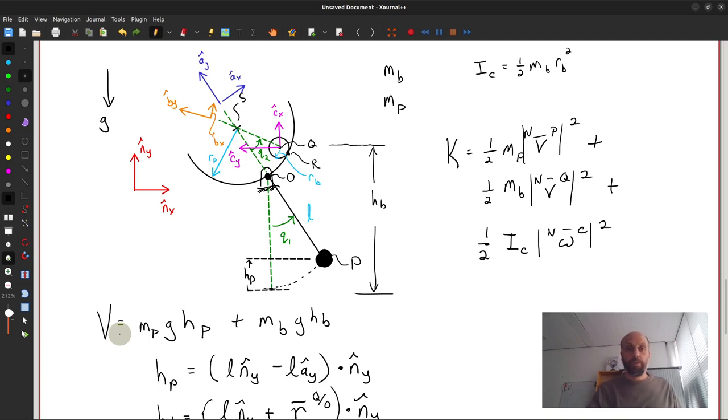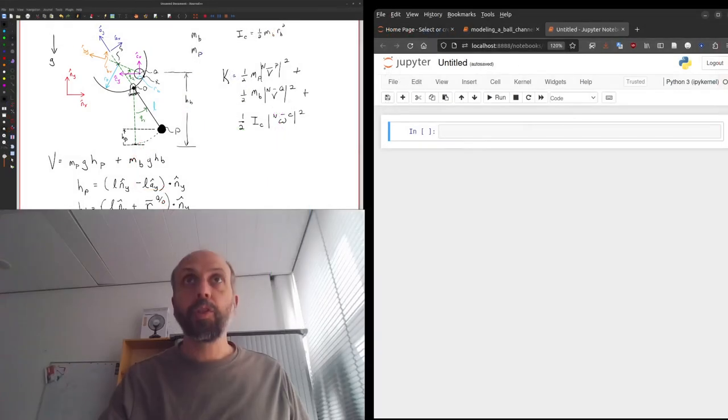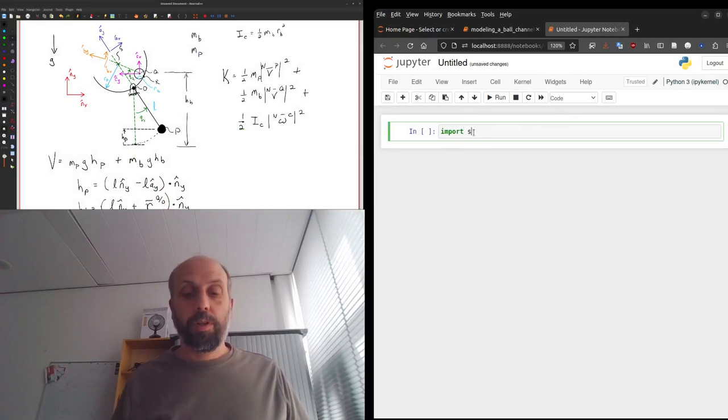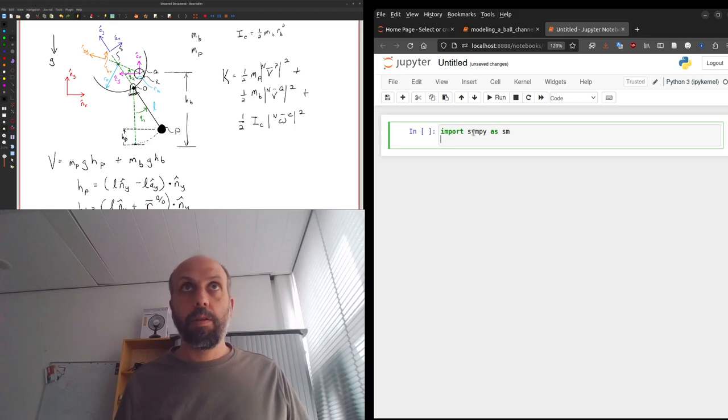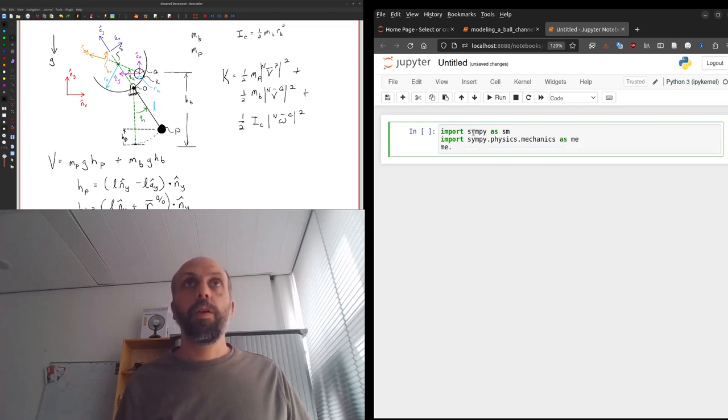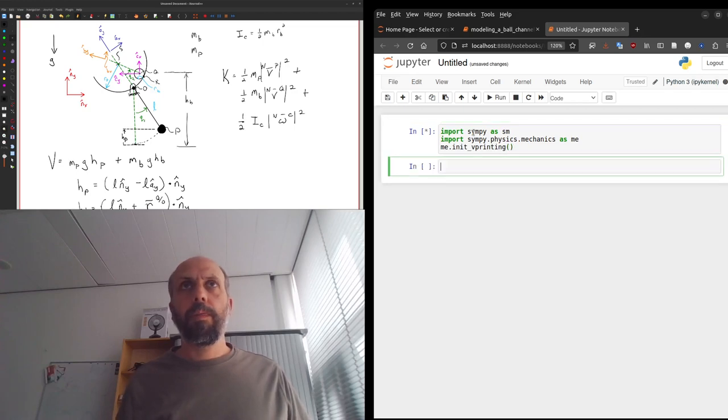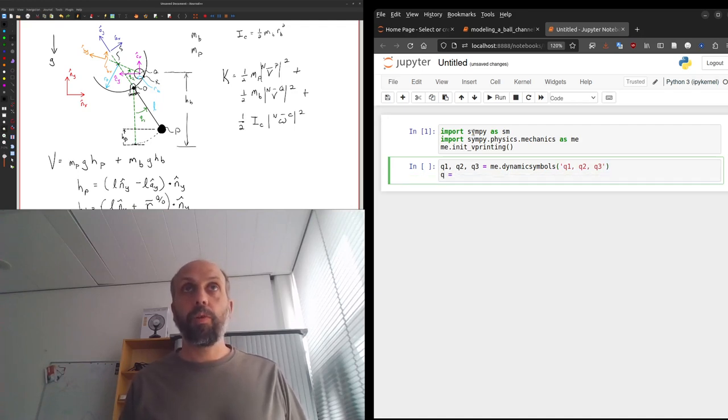All right, so let's switch over to the Jupyter notebook. Go with that. Do our standard imports. And I'll do printing. So we're just going to create some coordinates, Q1, Q2, Q3, and they will be dynamic symbols, as usual, functions of time. And then I'll group those all into a Q, a sympy Matrix: Q1, Q2, Q3.